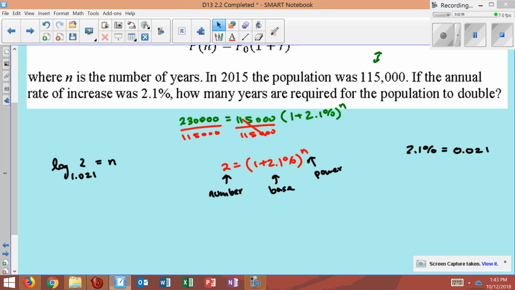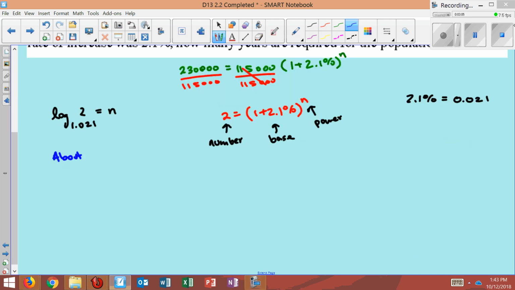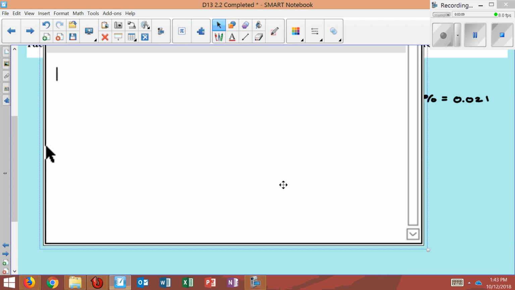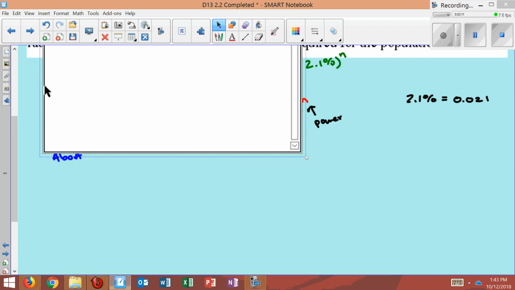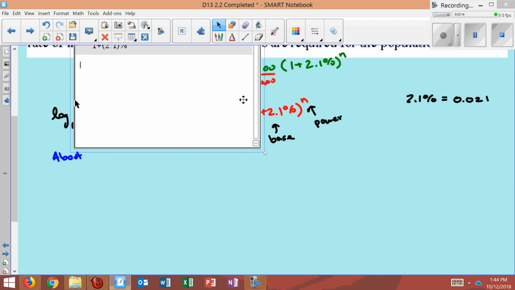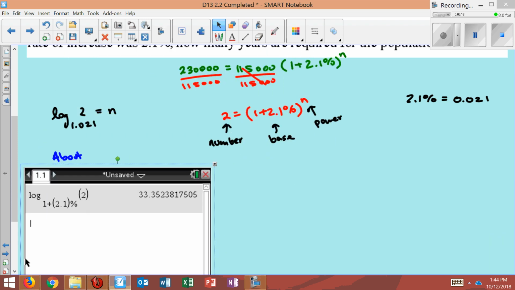Okay, so we come back over here. I'll write the answer here, and I'm going to copy this so I don't mess up writing the answer here. Wow, that was a large copy. Shrink this down. About 33, let's get this in blue. About 33.35 years.